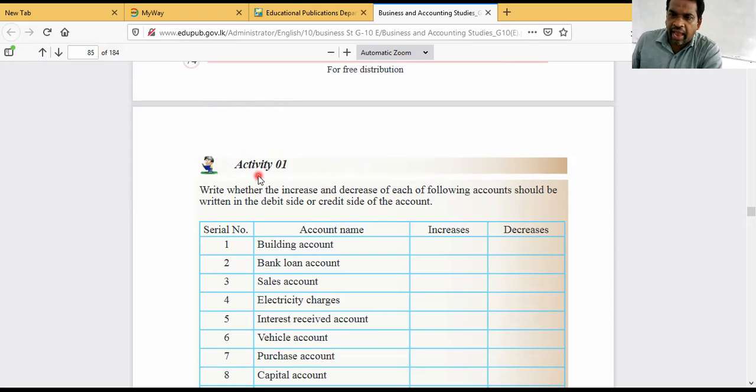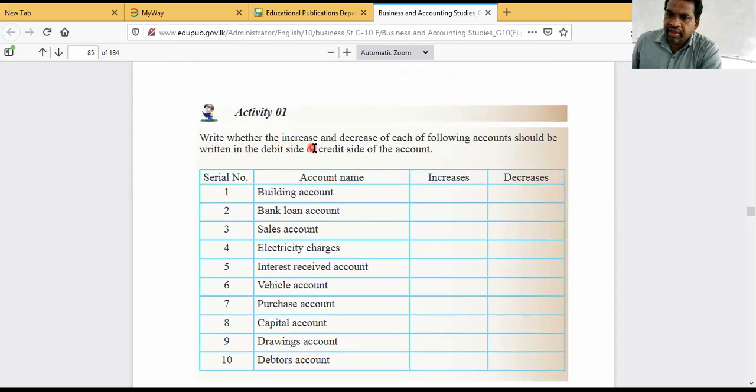Then we can discuss activity number 1. Write whether the increase and decrease of each of following accounts should be written in the debit side or credit side of the account. Serial number 1 to 10, you are given 10 transactions, account name, increase, decrease. Building account, building comes under asset, therefore building, increase DR, decrease CR. Bank loan account, it comes under liability, therefore increase CR, decrease DR.